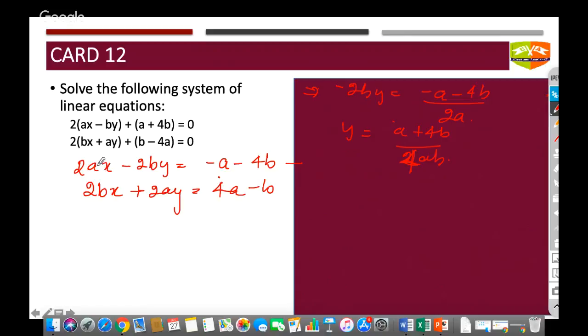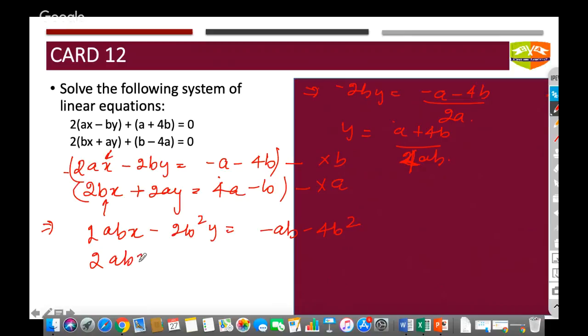What I do is, you look here, if I multiply this equation with b, this x coefficient would be 2ab, and if I multiply this equation with a, this x coefficient would be 2ab. So it means that I can make the coefficient of x the same at both places, which looks like a feasible solution. So I multiply this equation with b, and this equation with a. So what I get over here is 2abx minus 2b square y is equal to minus ab minus 4b square. And the other will give me 2abx plus 2a square y is equal to 4a square minus ab.